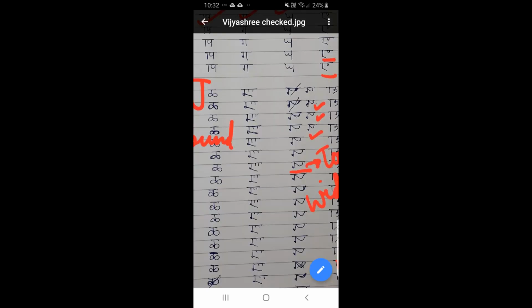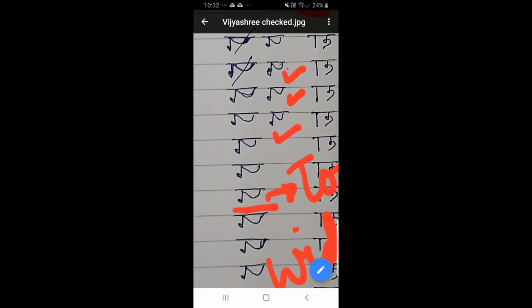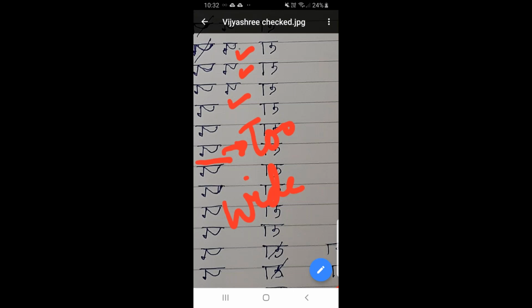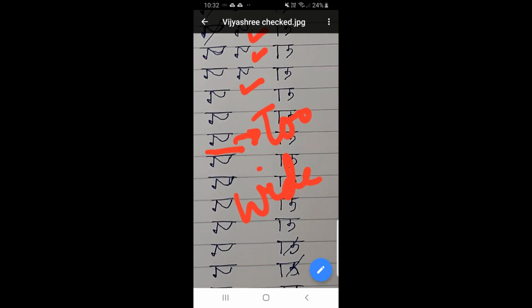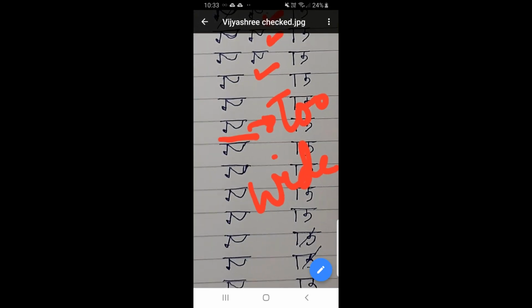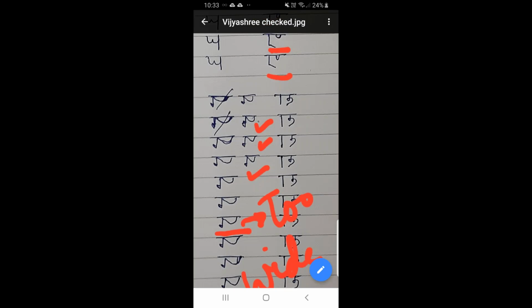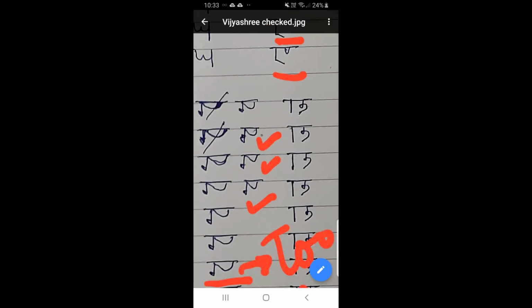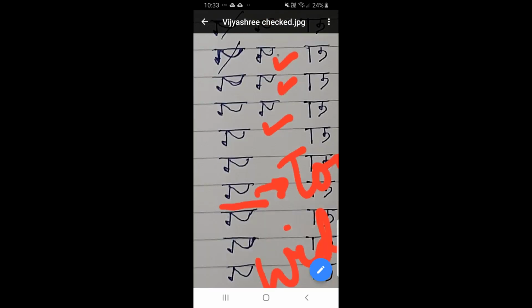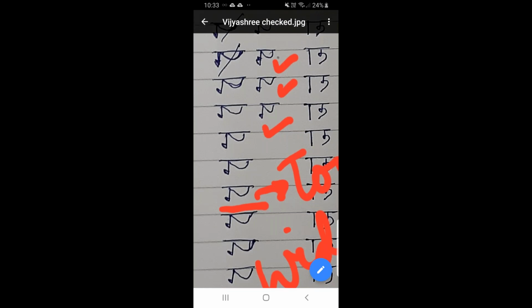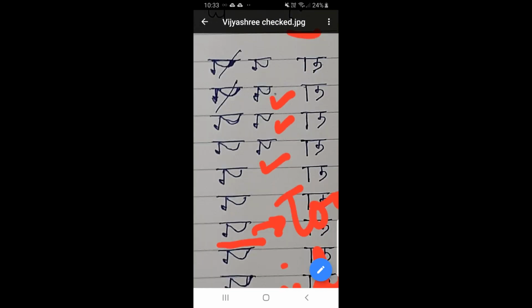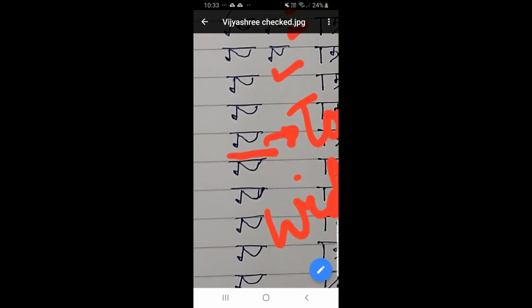And most of you have done in ja, the upper part, you have made it too wide, which is wrong. I have corrected the right one. See, it should be like this, proportionate, not too wide, not going beyond this shirorekha. The correct ones are here. This thing is too wide. That's incorrect. Please note that.